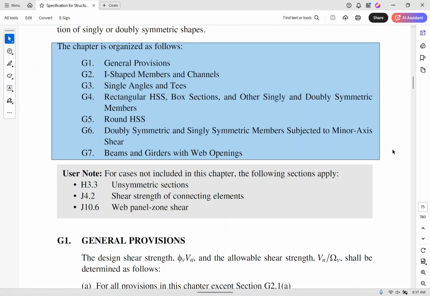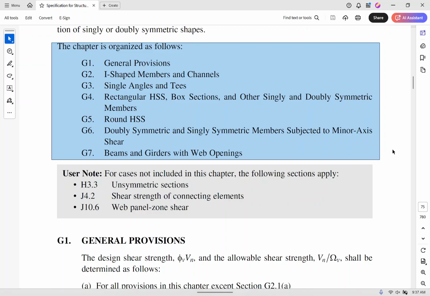Do we have to deal with G7? Beams and girders with web openings. Do we have a web opening here for this problem? No. But can you start to think why that's relevant for this chapter? If the shear capacity of a W section is a function of the web, and we drill a hole through the web, it might affect the shear capacity just a little bit, right? So does it make sense that we're restricting our discussion to G1 and G2?